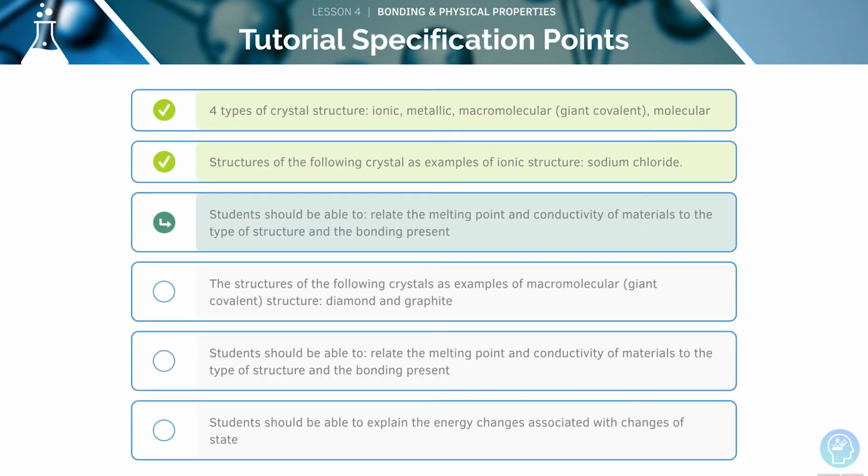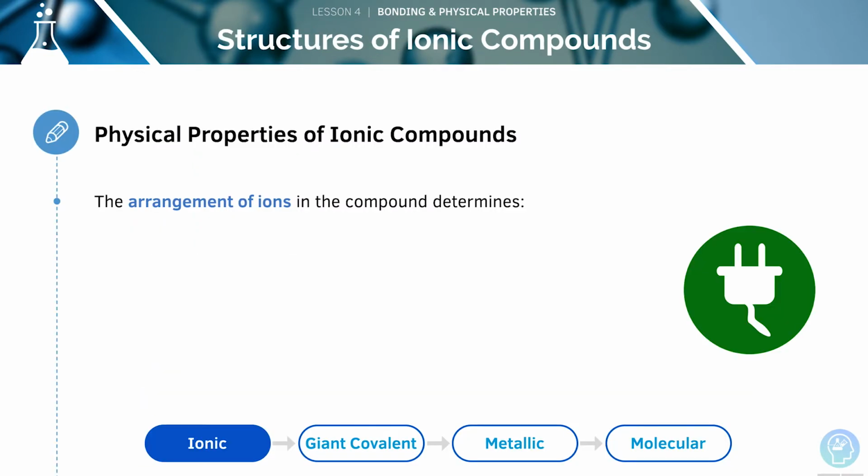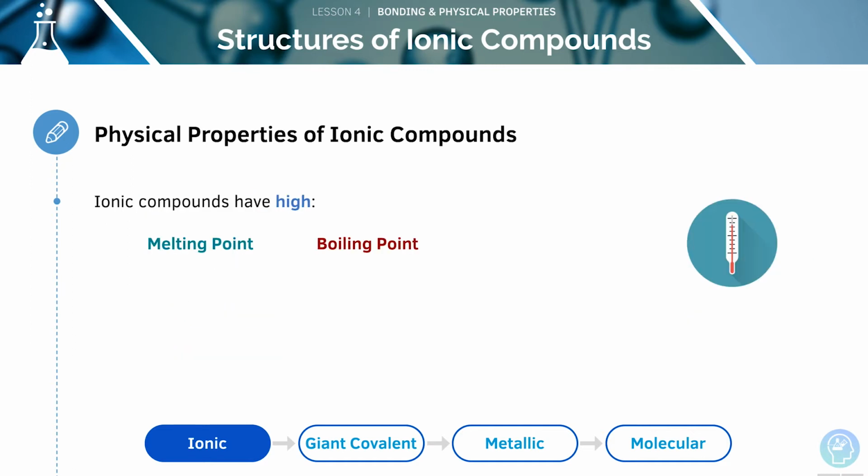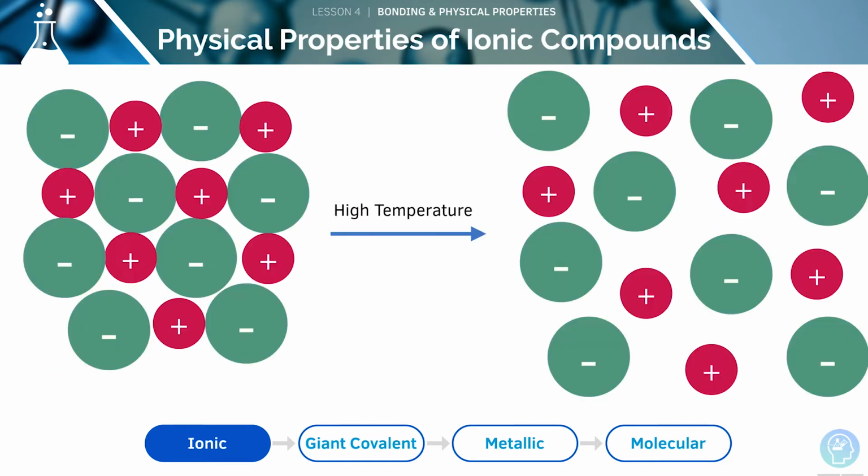Now let's look at the melting point and conductivity of ionic compounds. The physical properties of an ionic compound are determined by its structure. For example, electrical conductivity, melting point, and boiling point. An ionic compound will have a very high melting and boiling point. A large amount of energy is needed to break the forces of attraction between the ions, therefore meaning a high temperature will be required.